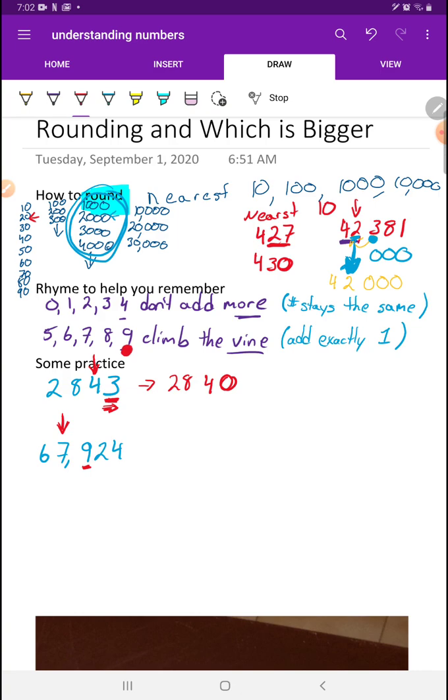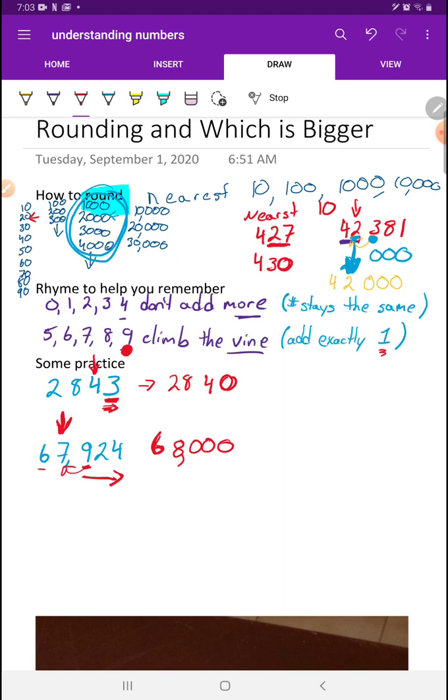But it's not the 9 that's climbing the vine. The 9 is giving this one directions. The 9 is being bossy to this one. So the 9 says to the 7, climb the vine. And remember, we add exactly 1. So the 7 becomes an 8. And again, remember, we said everything on this side of our important number, in this case our important number is this one, because we're rounding to the thousands, becomes zeros, like that. And everything on this side stays the same. So now we have 68,000.